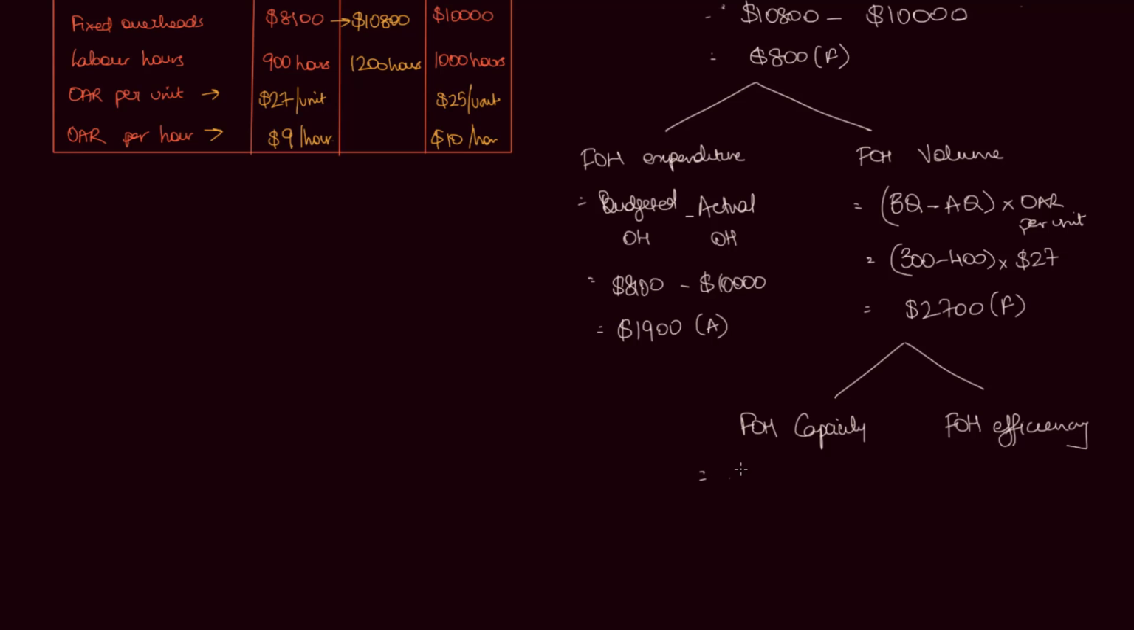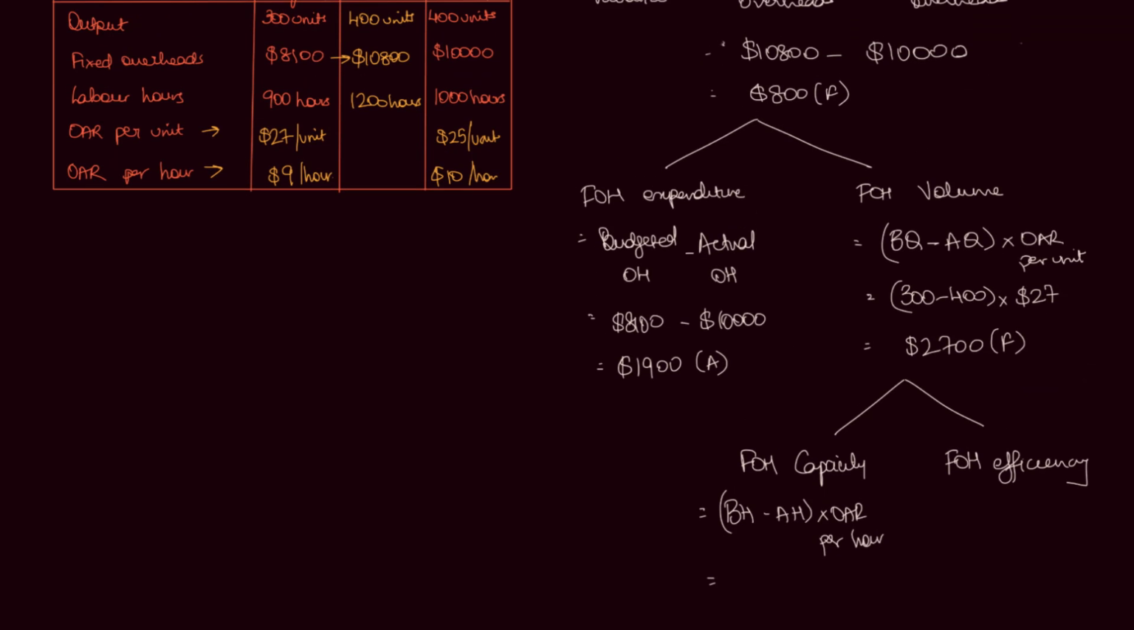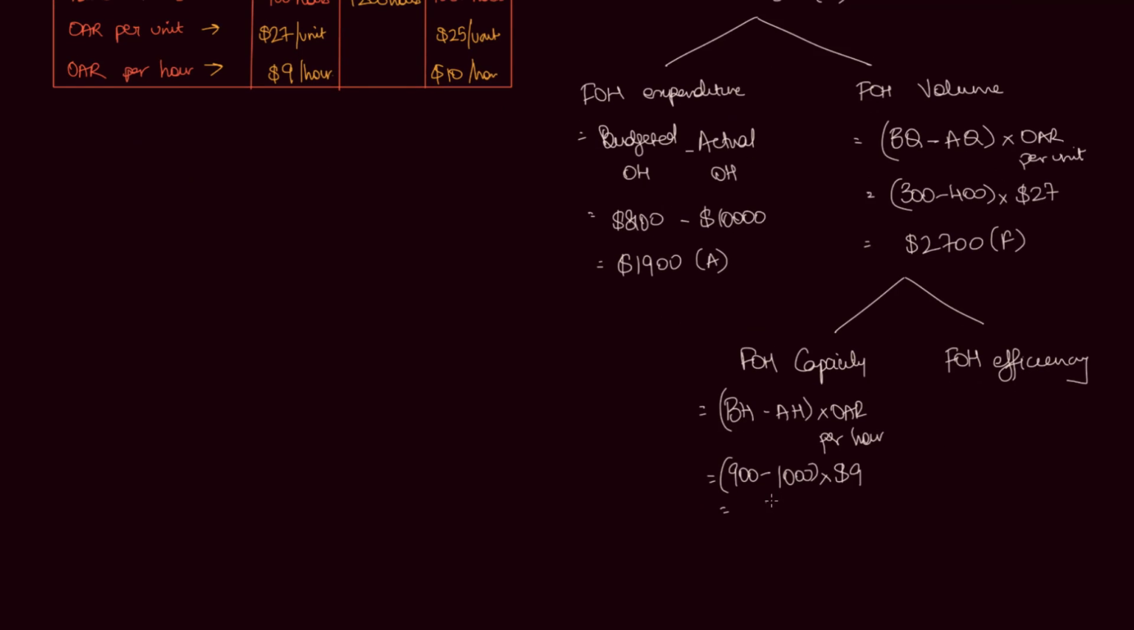Fixed overhead capacity, you have to compare what were the budgeted hours and the actual hours available with the organization, and this will then be multiplied with overhead absorption rate per hour. The management budgeted that they would have how many hours in the factory? 900 hours. So 900 minus 1000 hours actually available multiplied by $9. So that gives us $900 variance. Adverse or favorable?